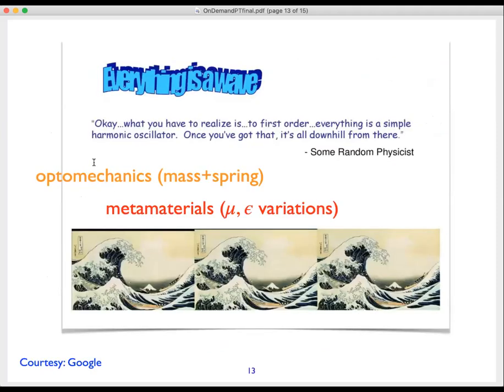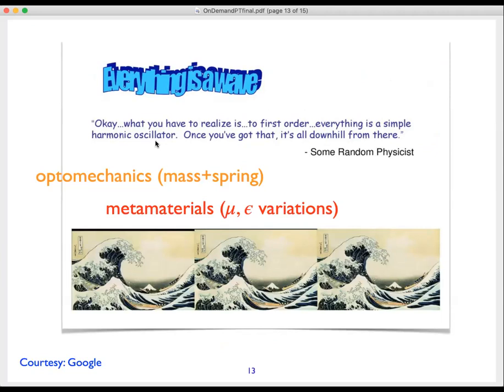All right. So now I think I'm near the end of my talk. Really, this is the second last slide. And so this is a quote I found, and I thought it was really cool because it goes to the heart of how theoretical physicists at least think about stuff. Which is everything is a simple harmonic oscillator, and once you have got that, then everything is downward from there.